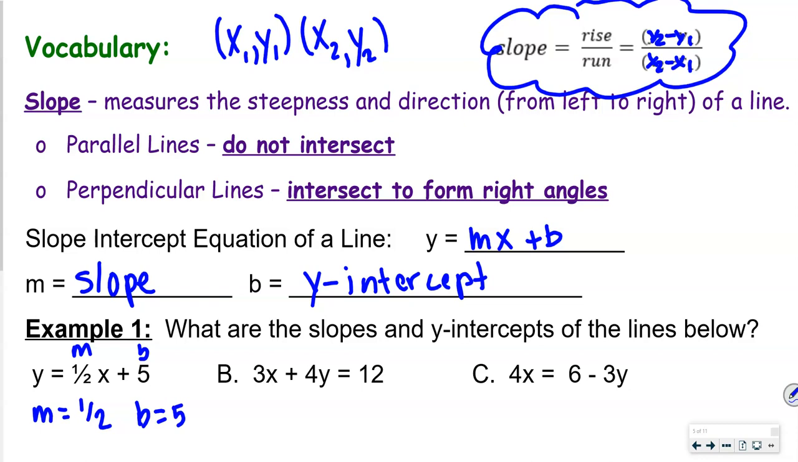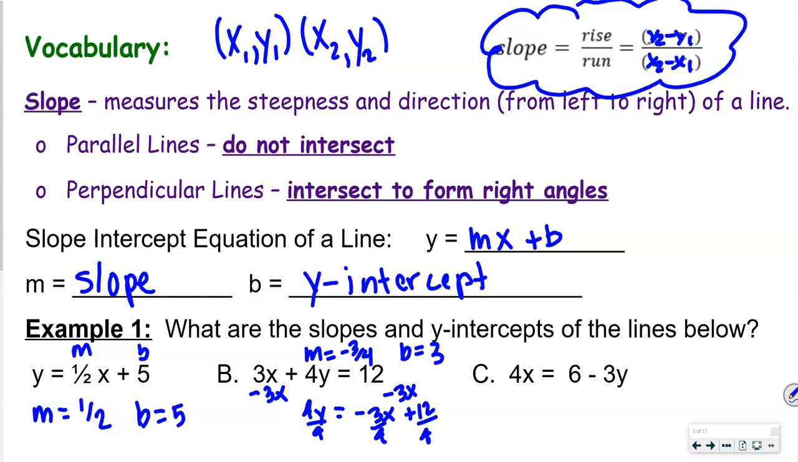So now we have a problem with b because it's not in that same form, right? So what we need to do is move the 3x to the other side. We're going to do that by subtracting it. So that's going to leave us with 4y equals negative 3x plus 12. Then we're going to divide both sides by 4. Okay, so what's that going to give us now for m and b? Negative 3/4, so m is going to be equal to negative 3/4, and our b is 12 divided by 4, which is 3, right? So that's our y-intercept, so b is going to be 3.